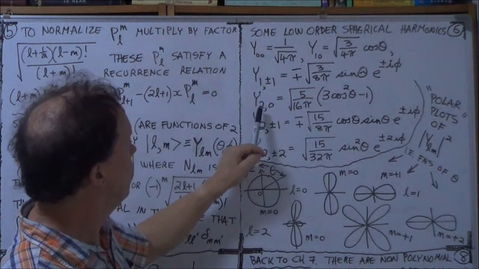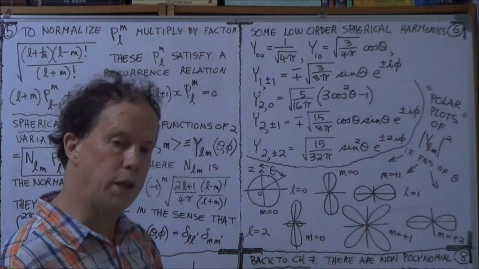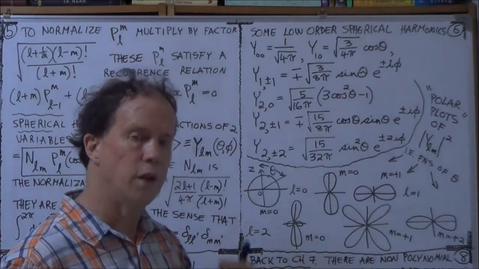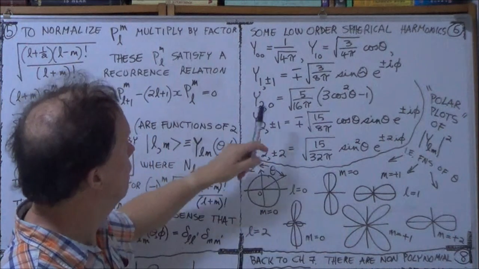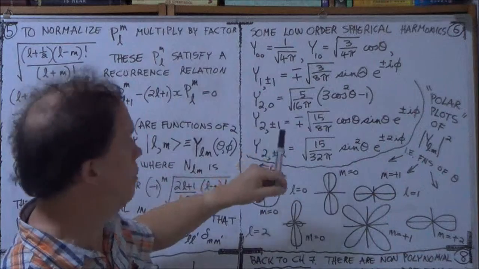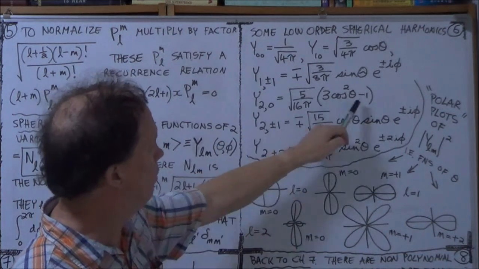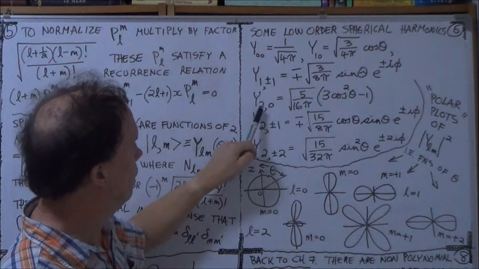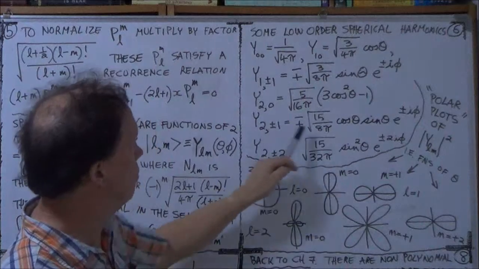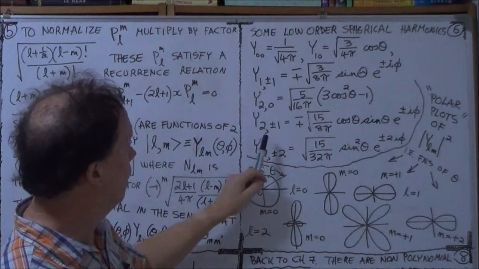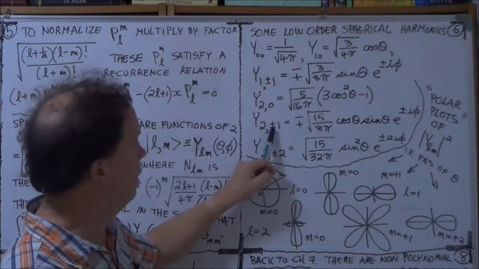Now, for L is 2, M can be 2, 1, 0, minus 1, minus 2. So you'll have 5 expressions, 5 spherical harmonics for L equals 2. And here's what the spherical harmonic is for L equals 2, and M is 0. It's this. And here's what it is for L is 2 and M equals plus or minus 1.